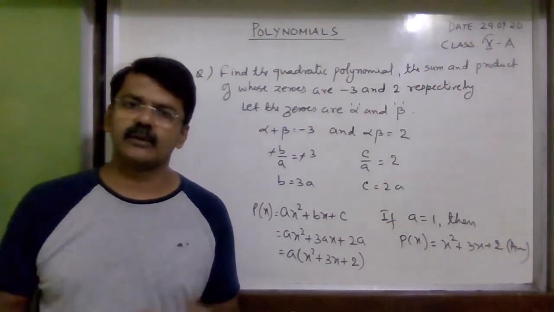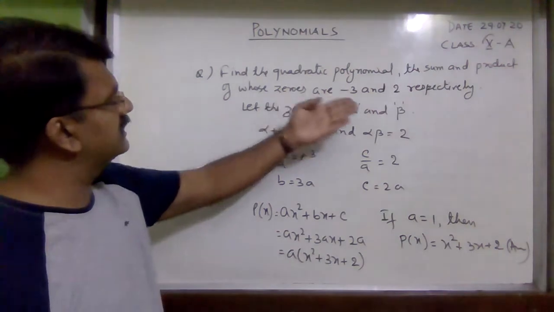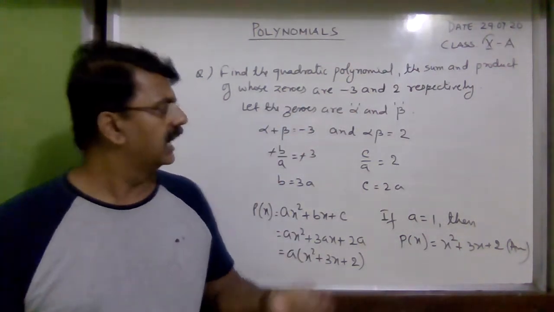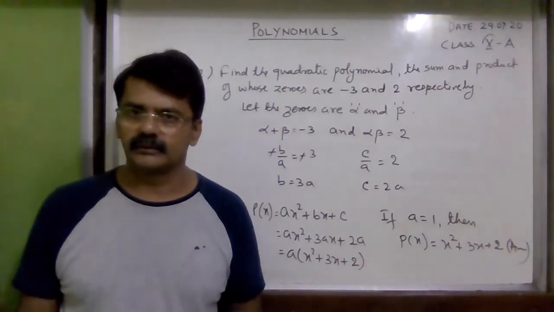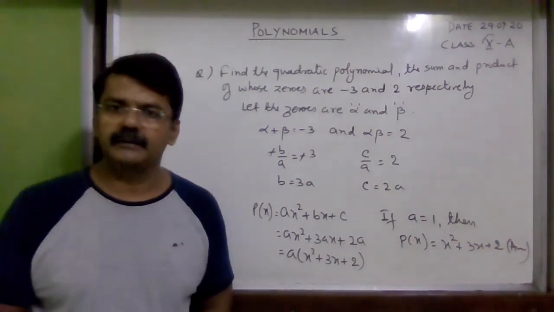If you take a is equal to 2 or 3 or 4 or any number, then also these things will be true. The sum of the zeros will be -3 and the product of zeros will be 2. Clear? Okay.